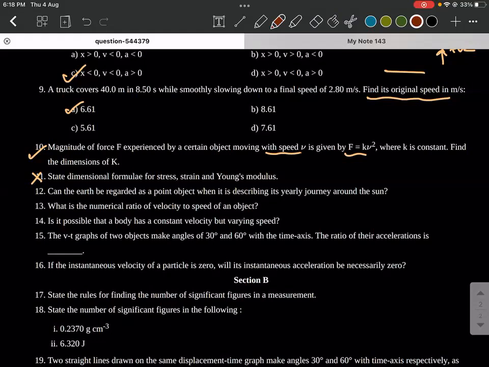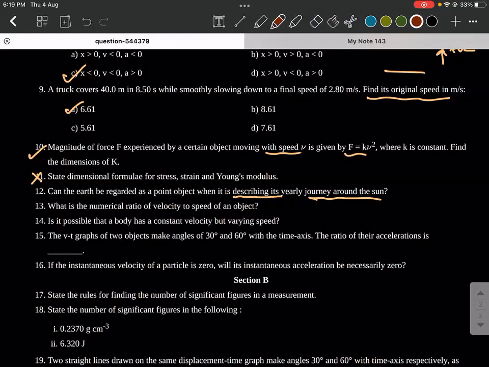Can Earth be regarded as a point object when it is describing its yearly journey around the sun? Why? So Earth is revolving around the sun. Here the point is, in kinematics, there is an important rule. What is kinematics? Motion in a straight line. You can consider any object to be a point object if the distance traveled by the object is very large compared to its own size.